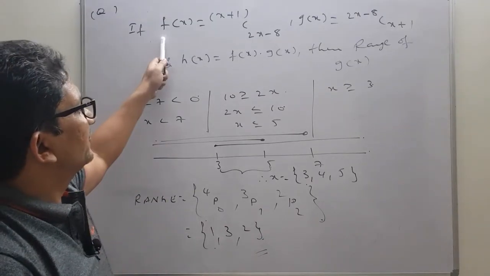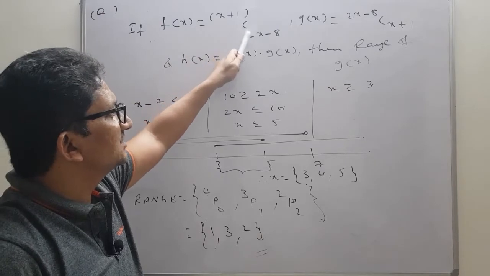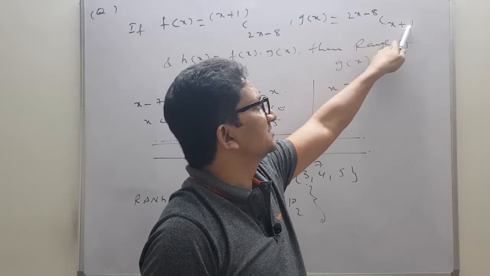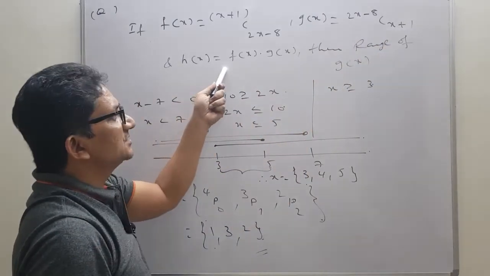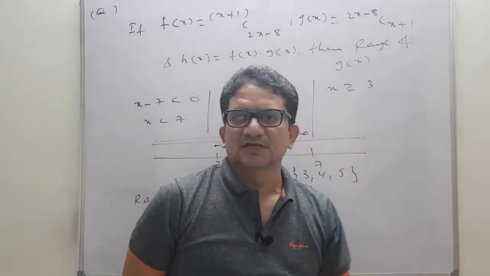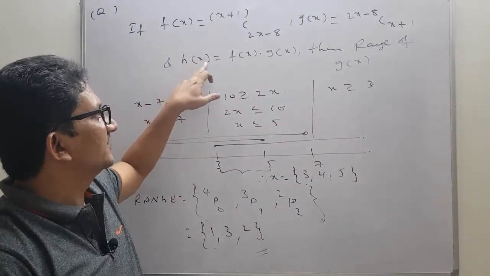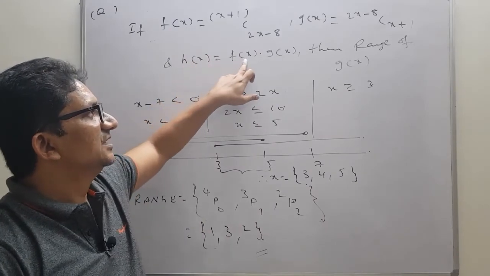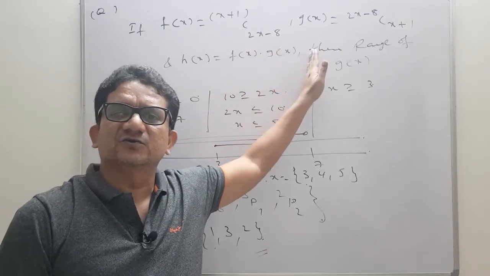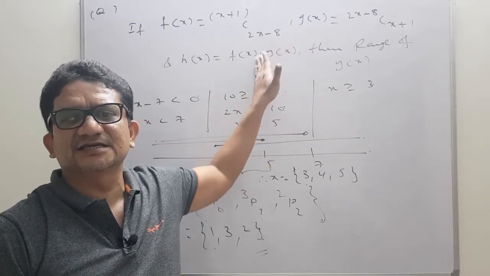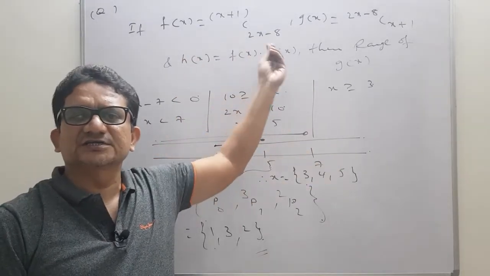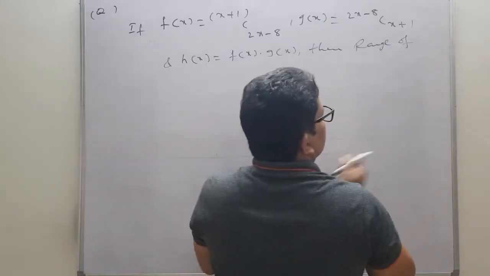The question is: if f of x equals (x plus 1) C (2x minus 8), g of x equals (2x minus 8) C (x plus 1), and h of x is f of x into g of x, then the range of g of x is. To find the domain of h of x, defined as f of x into g of x, first find the domain of f of x, next find the domain of g of x. Their intersection is the domain of h of x. Once we get the domain, substitute those discrete values in h of x.